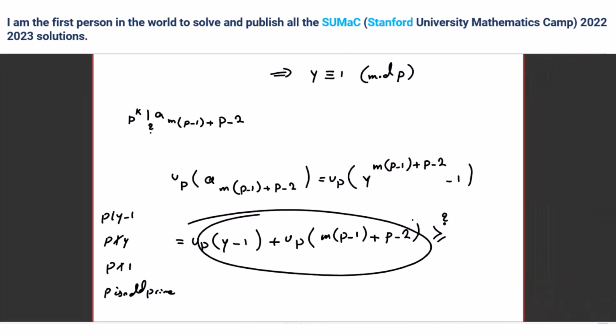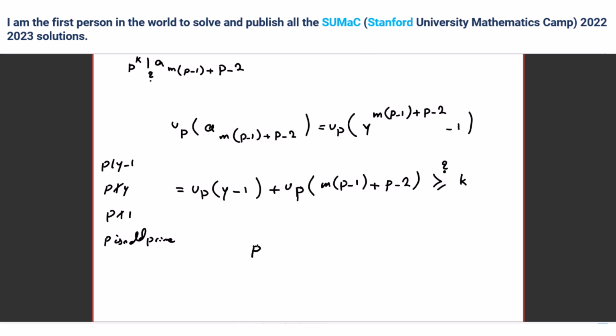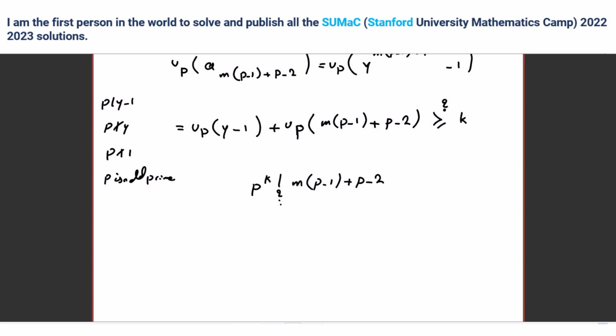We want that this part be at least what? You want that part to be at least k. K. So you should prove there exists a good m that, for example, this one satisfies this. Yes, so p to the k, we want that p to the k divides mp minus 1 plus p minus 2. So you should prove there exists a good m. Yeah. Okay, so try to prove it.